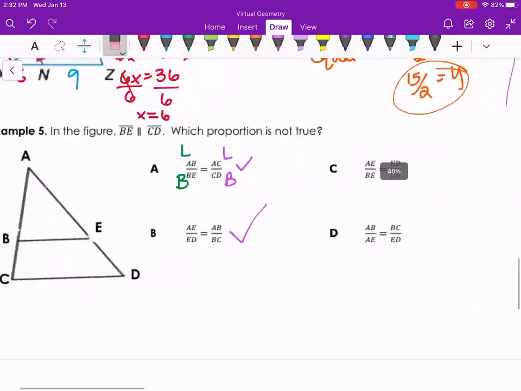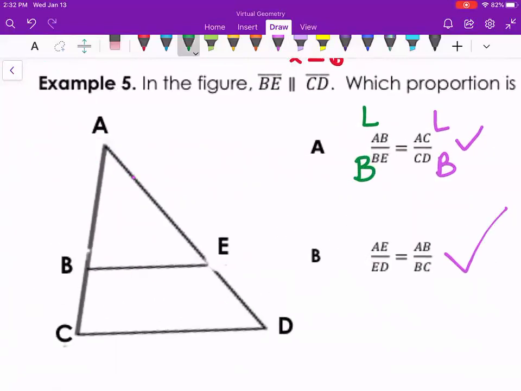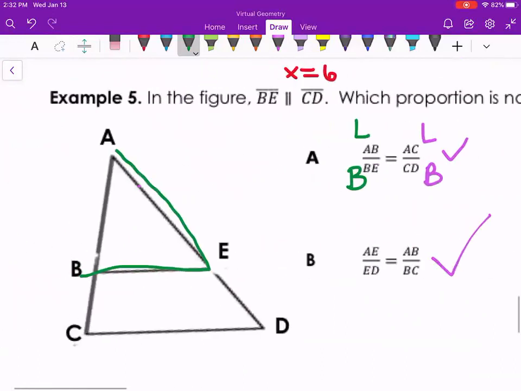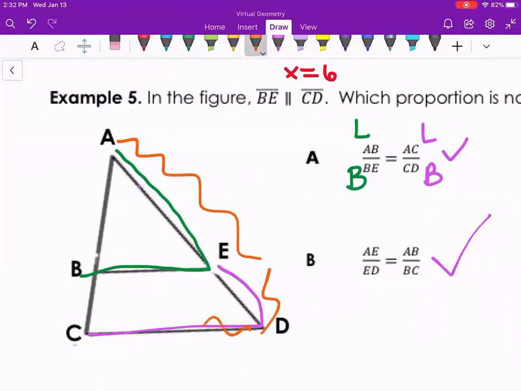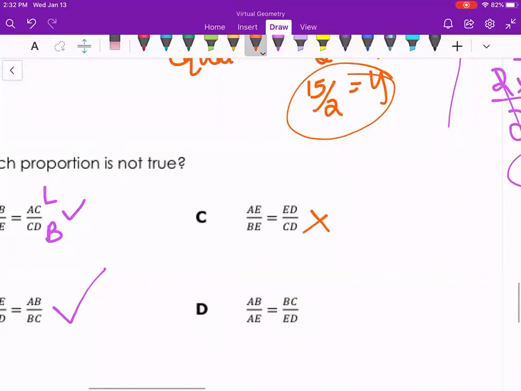Let's try C and see what happens. AE and BE, so this is right side to bottom, ED and CD. Okay, so this one does not actually work because you're comparing the right side of the small triangle to the bottom of the small triangle, but you don't compare the whole entire thing from A to D with DC. That's what it would have to be. So this one is not correct. That one is not true.